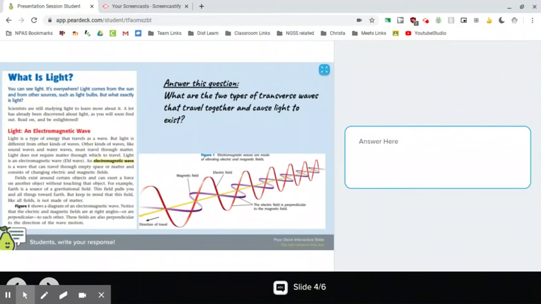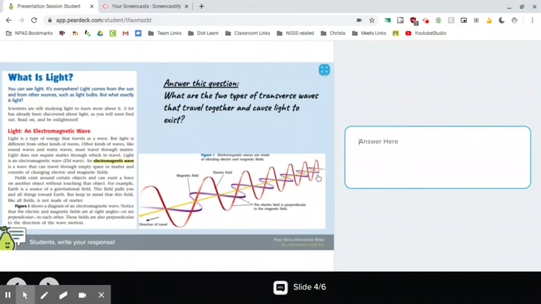For example, Earth is a source of gravitational field. This field pulls you and all things toward Earth, but keep in mind that this field, like all fields, is not made of matter. Figure 1 shows a diagram of an electromagnetic wave. Notice that the electric and magnetic fields are at right angles, or perpendicular, to each other. These fields are also perpendicular to the direction of the wave motion.